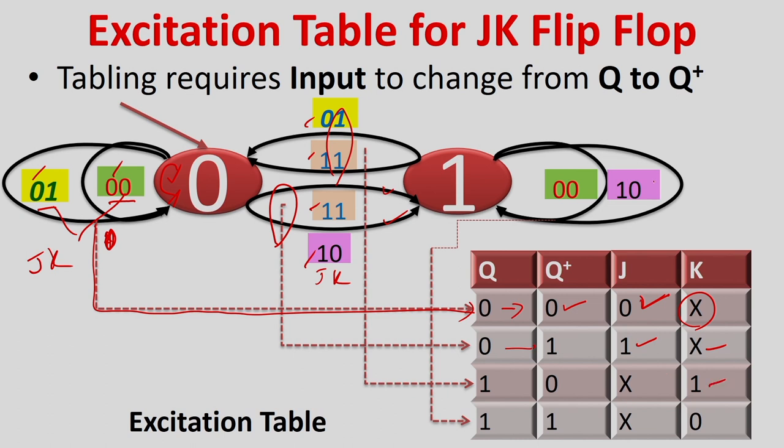Similarly for 1 to 1, the K value needs to be 0, particularly for these two transitions. Suppose you want 1 from state 1, then these two transitions we require, and K needs to be 0 and it does not depend upon J. So clearly the excitation table for the JK flip flop is this one, and from the FSM diagram of the JK flip flop, the excitation table is very easy to derive.